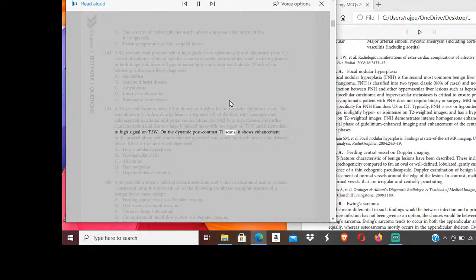On the dynamic post-contrast T1 scans, it shows enhancement in the arterial phase with a non-enhancing central scar, which later enhances in the delayed phase. What is the most likely diagnosis? A. Focal nodular hyperplasia. B. Fibrolamellar HCC. C. Adenoma. D. Hemangioma. E. Hepatocellular carcinoma. 105. A 42-year-old woman is referred to the breast clinic and is due an ultrasound scan to evaluate a suspected lump.